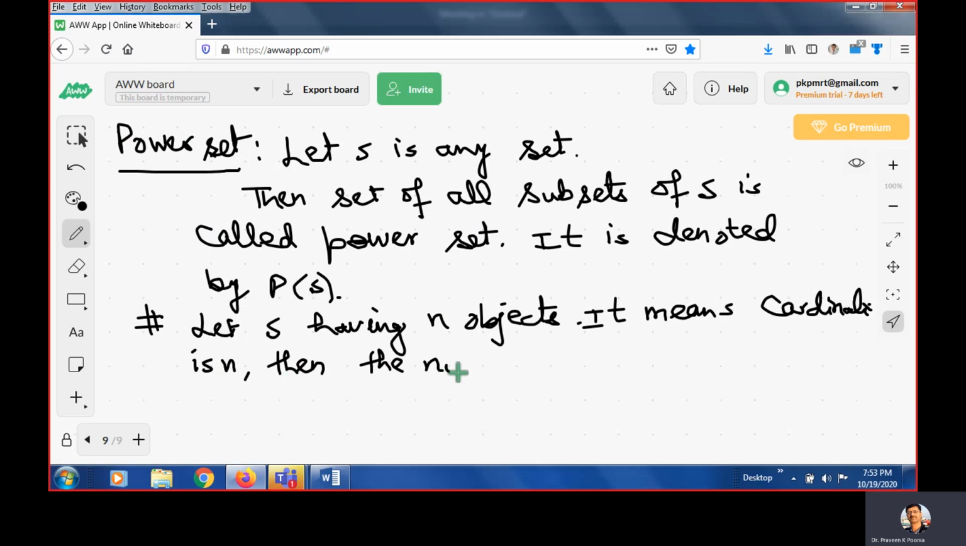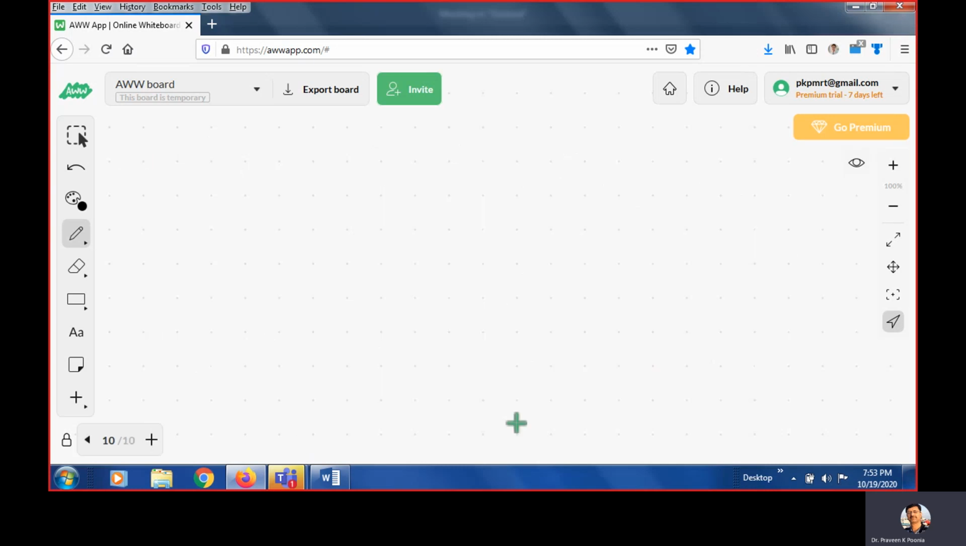the number of objects in PS will be equal to 2 power n. Remember this, 2 power n. That means what? Let us write, let A equal to, let us take 1 and 2. Clear? Then what is PA, the power set? This is example number 1.